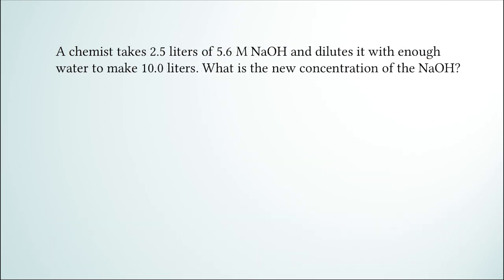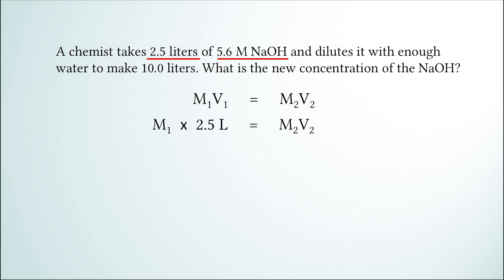Here's another problem. A chemist takes 2.5 liters of 5.6 molar sodium hydroxide and dilutes it with enough water to make 10.0 liters. What is the new concentration of the sodium hydroxide? We will use the dilution equation again. We're given an original volume of 2.5 liters. That is our V1. And we're also given an original concentration of 5.6 molar, so that is our M1. The chemist dilutes this material with enough water to make 10.0 liters. That is the final volume, or our V2.